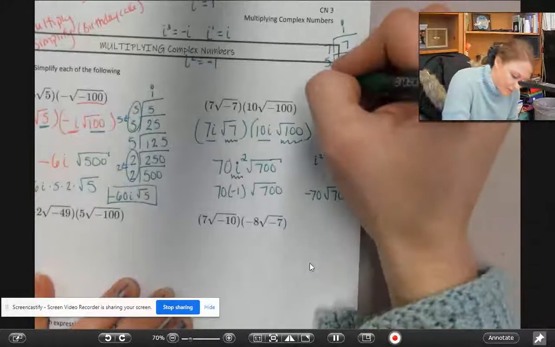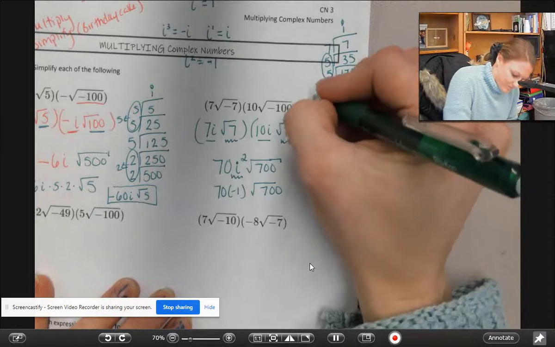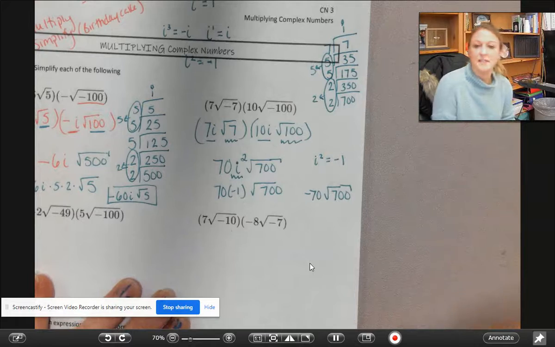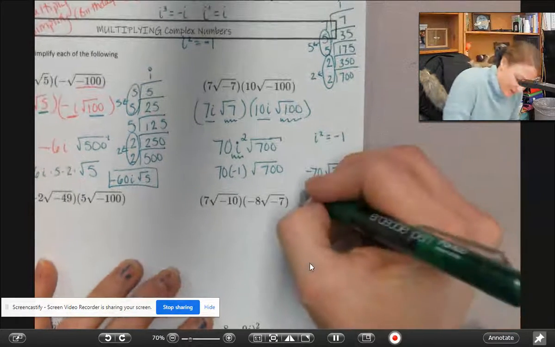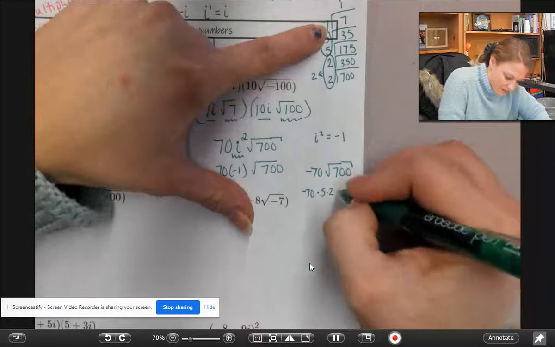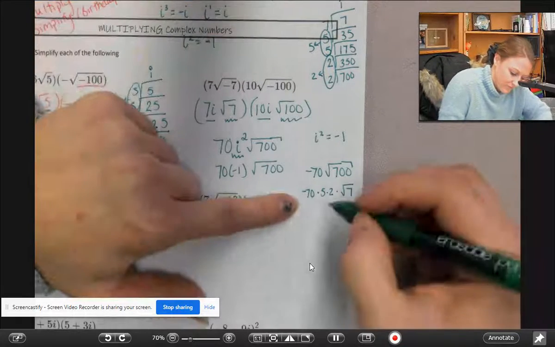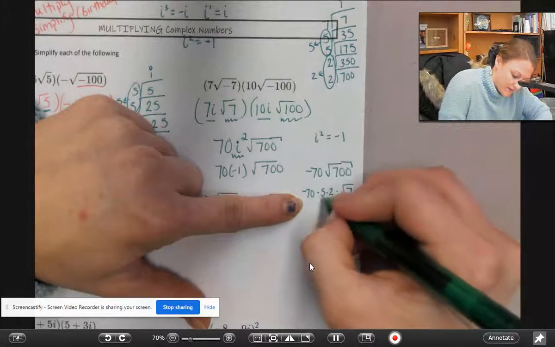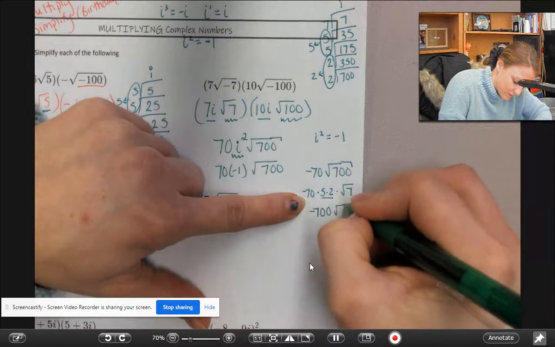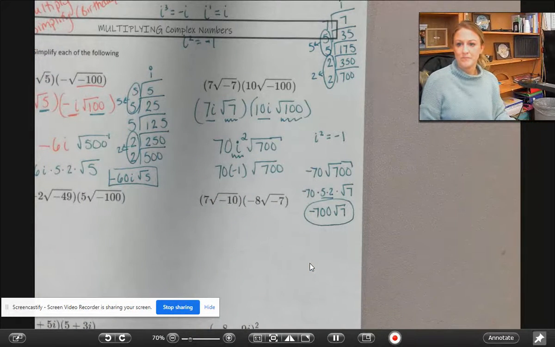So we can pull out a 2 and a 5. So these come out in front. These are now real numbers, and then the irrational number that stays inside is the 7. So we have negative 70 times a 5 times a 2 times a root 7. And so we have 5 times 2 is 10. Negative 70 times 10 is negative 700 root 7. And there you are.